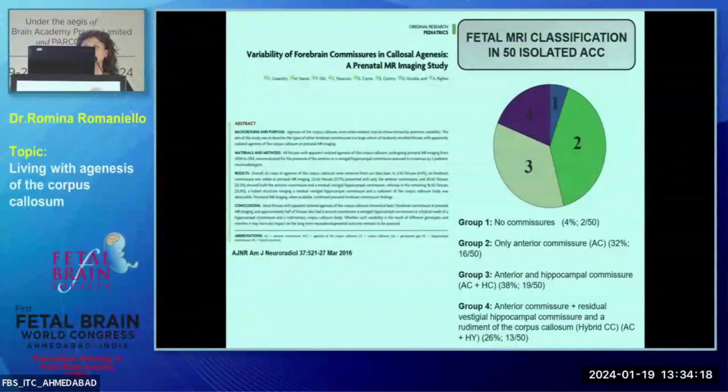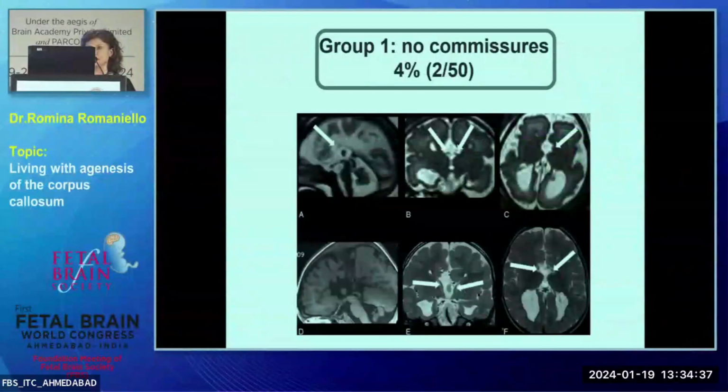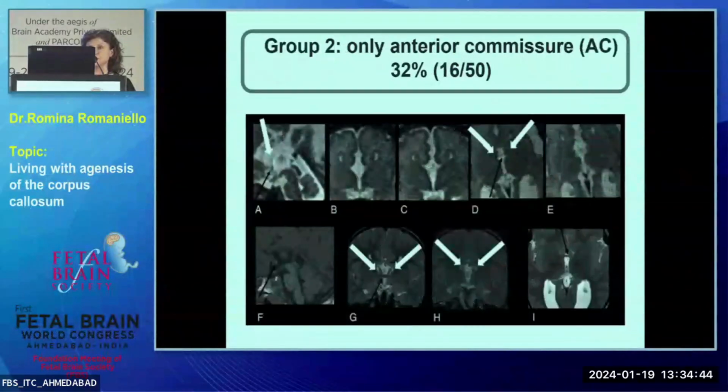So the fetal MRI classification in the 50 isolated ACC subjects detected 4% in group 1, 42% in group 2, 38% in group 3, and 26% in group 4. This is an example of group 1, absence of commissure, 4%, 2 subjects. Group 2, only anterior commissure, 42%, 16 subjects.